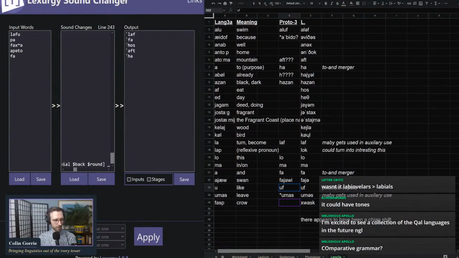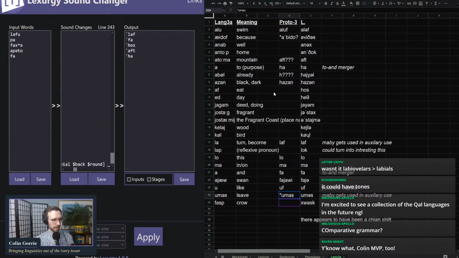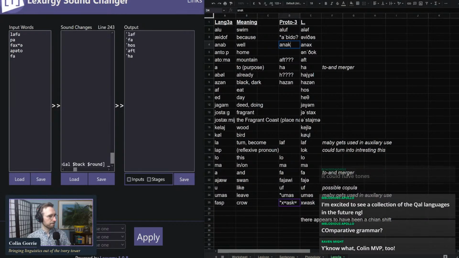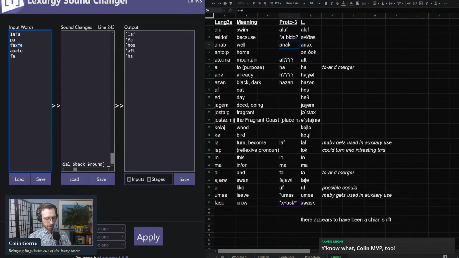So I think we have something like oof here. And I think what we have to do is reconstruct the labiovelars into Proto 3, because they go to velars in one and labials in the other. Yeah, huasq. So these should all have stars on the front.